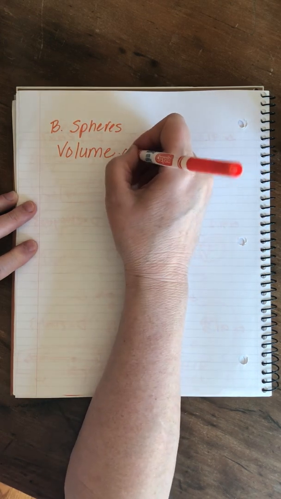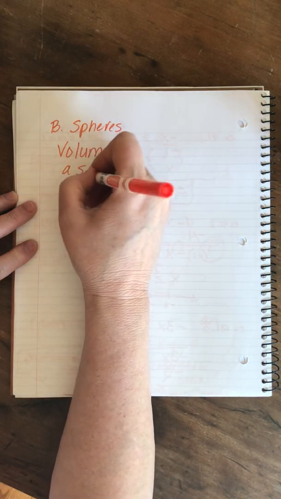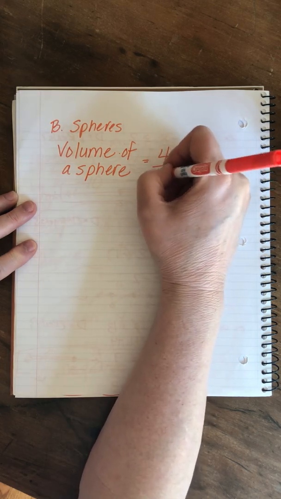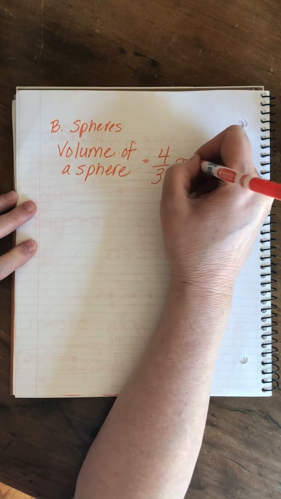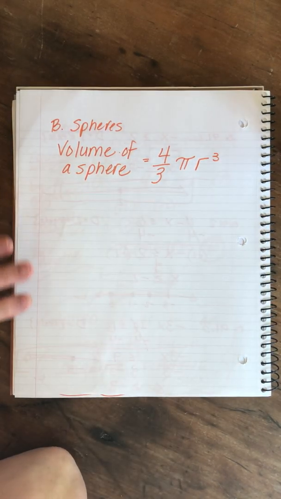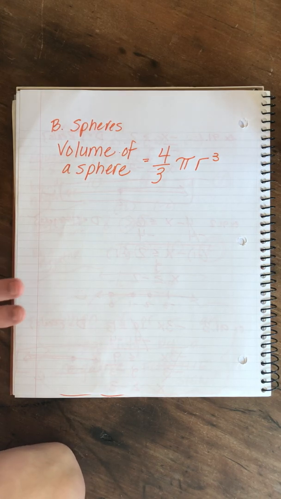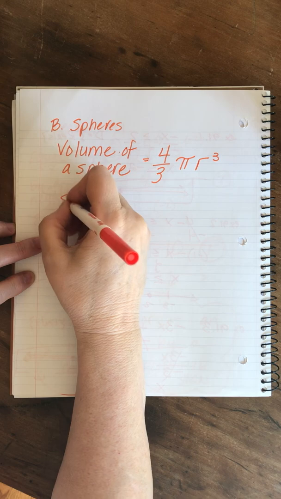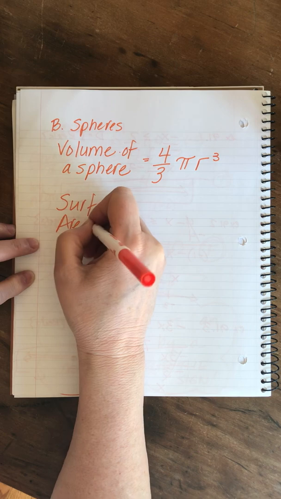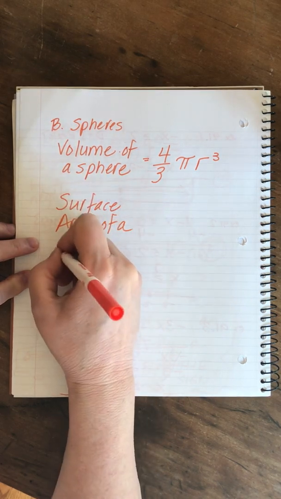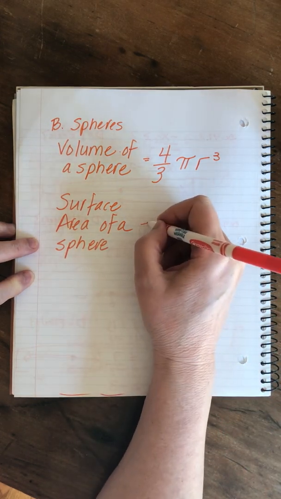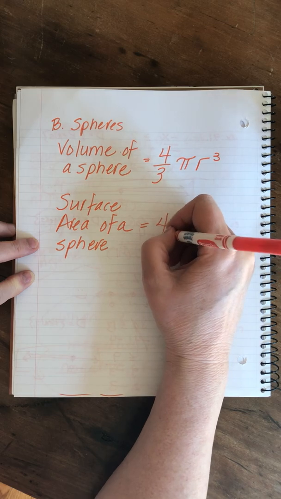To find the volume of a sphere, please write this down in your notebook. You take 4/3 and you multiply it by pi times the radius of the sphere cubed. Oh, that is so annoying, isn't it? That's just annoying. The surface area of a sphere has a different formula that looks similar enough to be confusing, but you can figure it out.